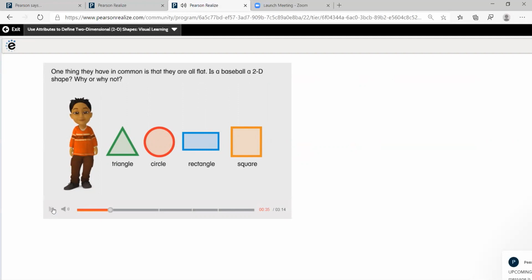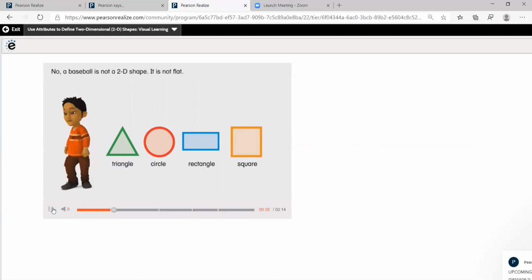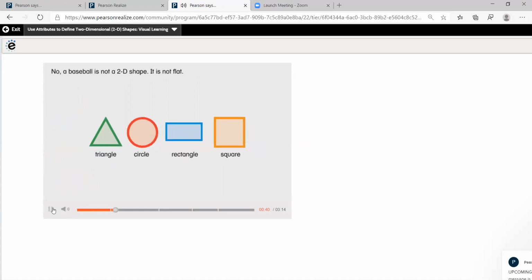One thing these shapes have in common is that they are all flat. Is a baseball a 2D shape? Hmm, what do you think? Why or why not? No, a baseball is not a 2D shape because it is not flat. 2D means that it is flat.